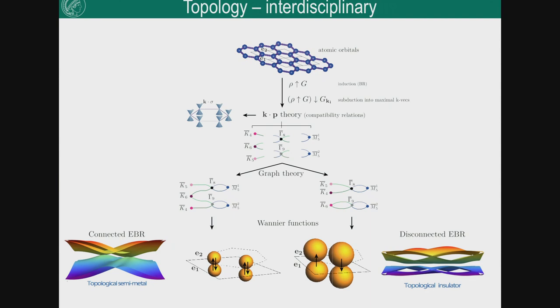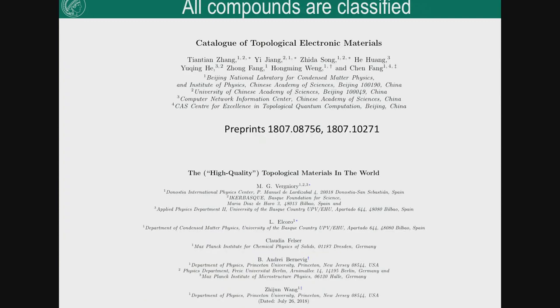So by starting with atomic orbitals using k dot p theory, look for this elementary band representation, and then via graph theory, he can identify with the help of Wannier functions whether he gets a topological semi-metal, a trivial semi-metal, or this disconnected EBR. So people who want to read this, it is a few hundred pages.